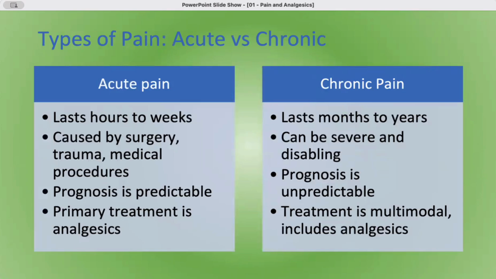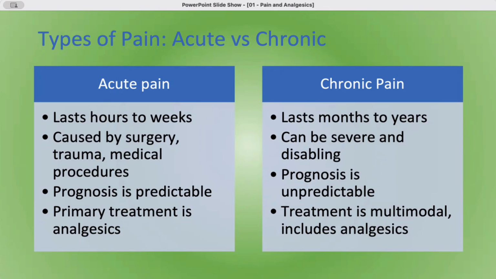So the acute versus chronic dichotomy is here. Again, acute pain is shorter term, hours to weeks. Chronic pain, we measure in months to years. Acute pain is from some sort of injury to tissue, such as from trauma or a medical procedure or surgery, and will typically have a predictable prognosis as that injury resolves. The associated pain will fade away, and we can use analgesics for acute pain to provide some relief. Chronic pain, on the other hand, does not have a well-defined endpoint that we can necessarily point to.